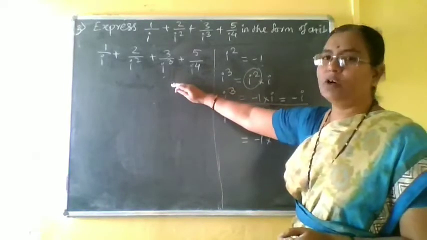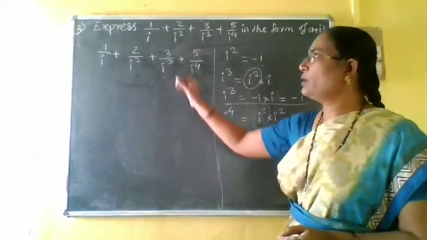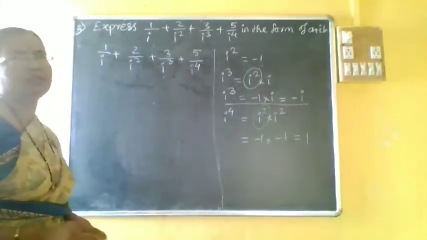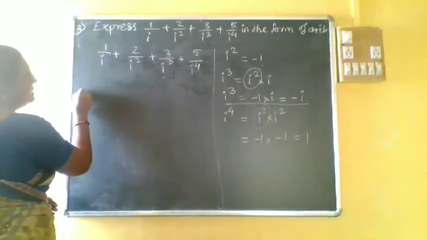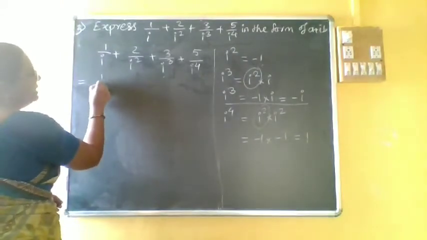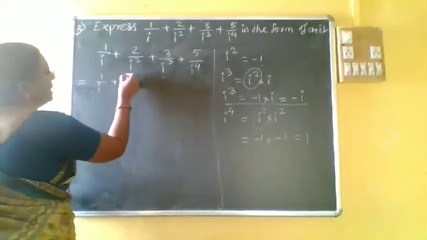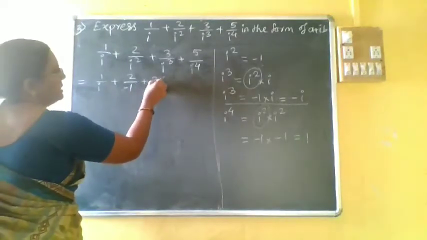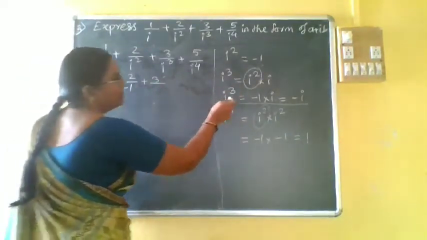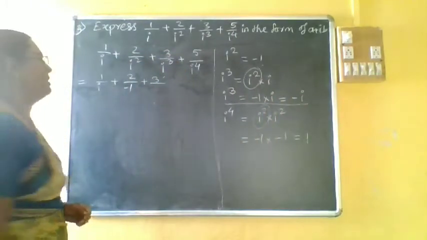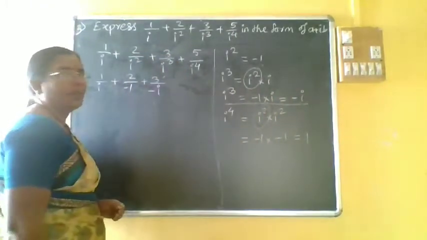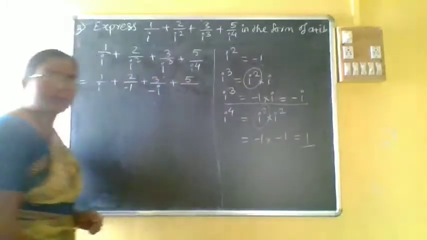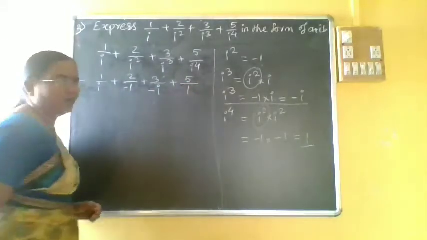We use these values in the expression. First, 1 upon i, keep as it is. Put the values of i square, i cube, i raised to 4 in the given expression. This becomes 1 upon i, keep as it is, plus 2 upon i square, and the value of i square is minus 1, plus 3 upon i cube, which is minus i, plus 5 divided by i raised to 4, which is plus 1.